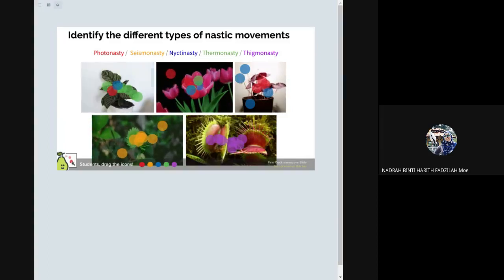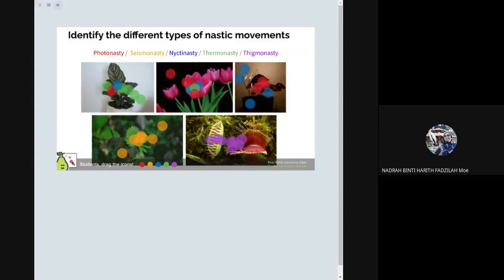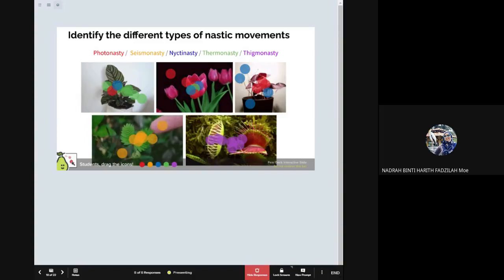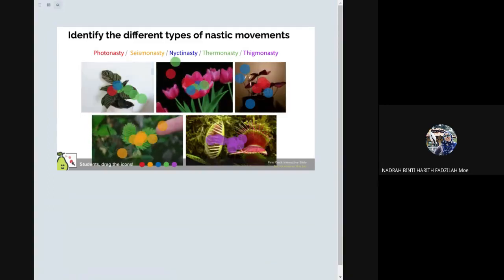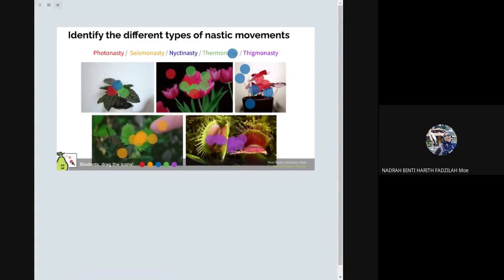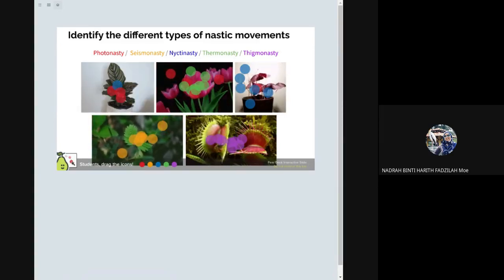Okay, sekarang ni gambar baris atas. For the middle picture shows tulip flowers blooming. Tulip flowers blooming is an example of thermonasty. Thermonasty. Okay, tulip flower tu adalah example thermonasty. So green dot should be at the center. Gambar tengah-tengah, gambar bunga tu is for tulip. Okay. Confusing sikit dekat photonasty dengan seismonasty tu ya.